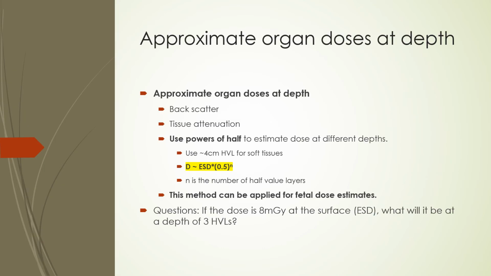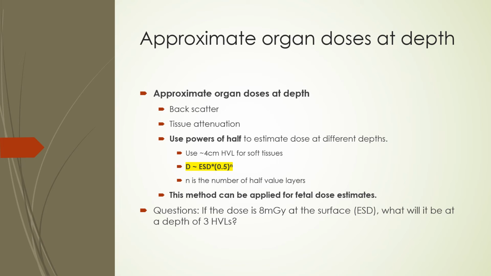While the previous formula allows for a more detailed estimate of organ doses, we can easily estimate organ doses at some depth in tissue by using our knowledge of the ESD and the half-value layer of soft tissue. We can use powers of half to estimate dose at different depths as shown in this formula if we know the half-value layer of tissue. To find the dose to organs beneath the skin, we can use a tissue half-value layer of about 4 centimeters.